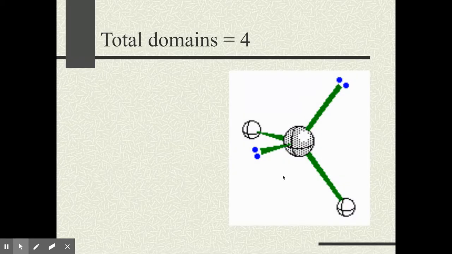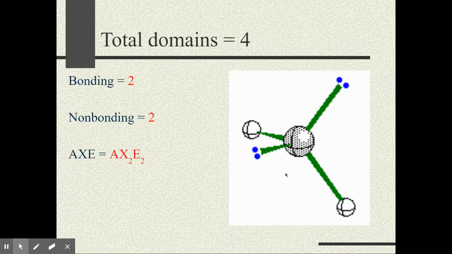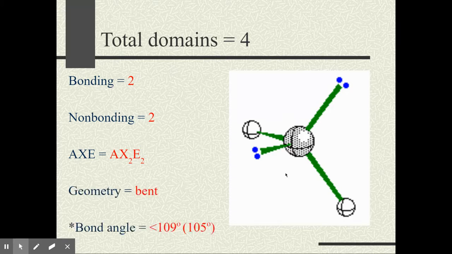Here we have four domains, but we took away another bonding site. So we have AX2E2. This would be water, right? So water has a bent structure, and it would also be less than 109 because these are also squishing the bonds closer together and away from one another more.